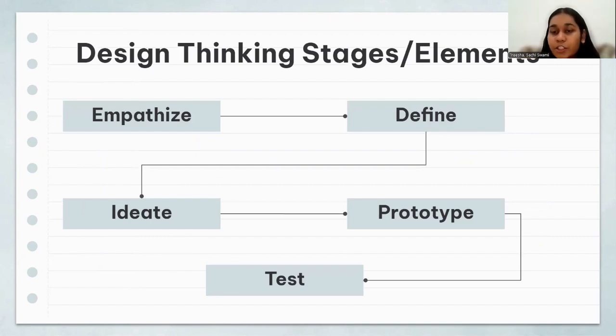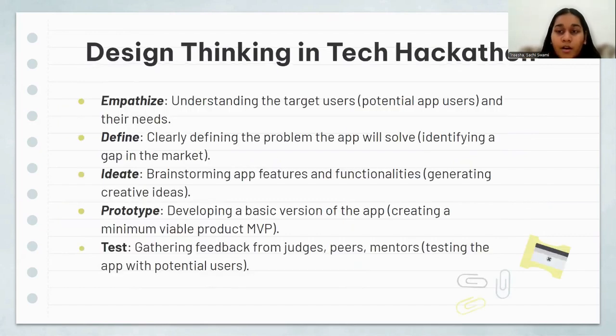These are the essential elements of design thinking. We start with empathize, define, move on to ideate, prototype, and finally test the solution. Well, just as an example, I'd like to run you guys over the design thinking adaptation in hackathons.